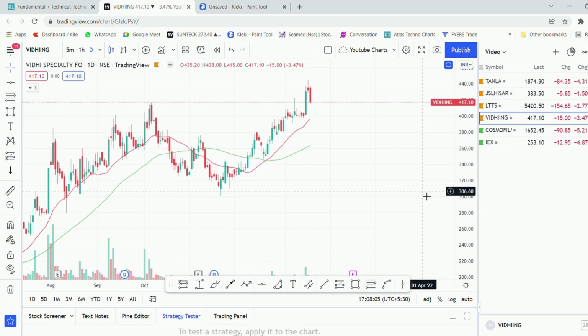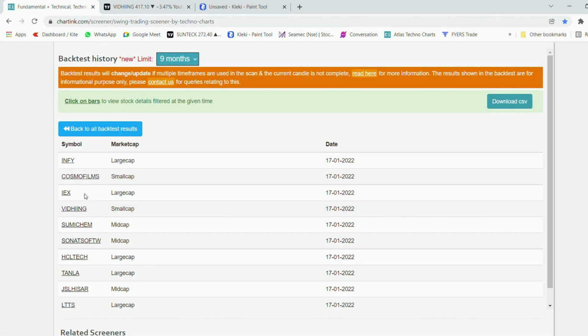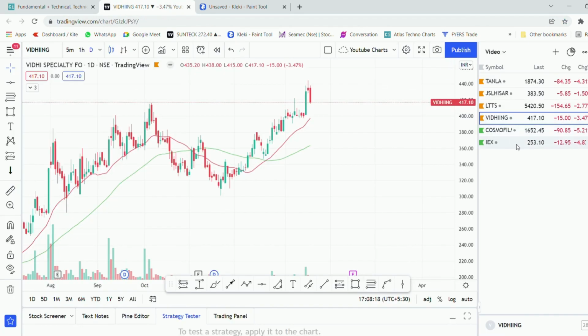Now let us go through some of the stocks that we have got in this screener. So we have got LTTS, JSL, Hisar, Tanla, HCL Techs, Sonata Software, Vidhi Engineering, IEX, Cosmo Films. So let us go through a few of the stocks from this whole list.